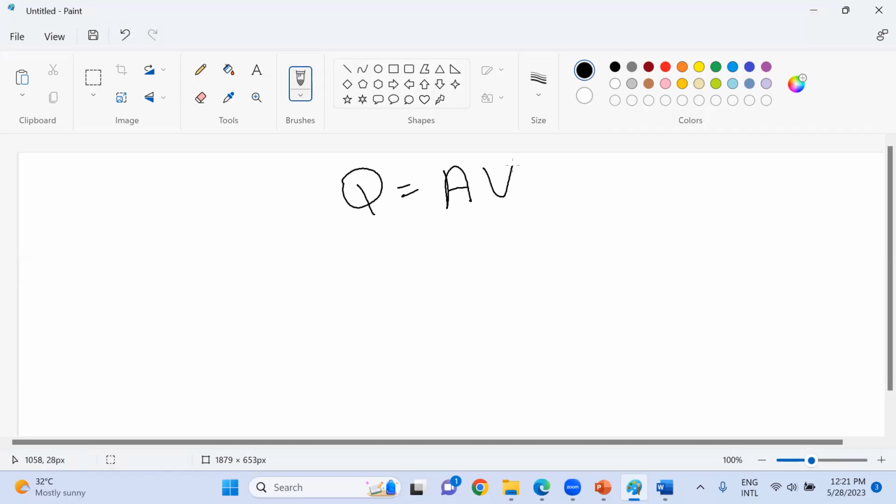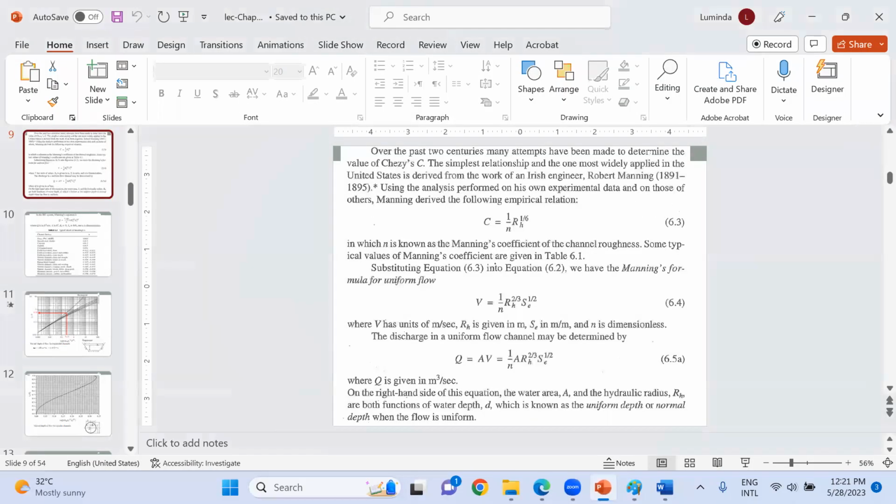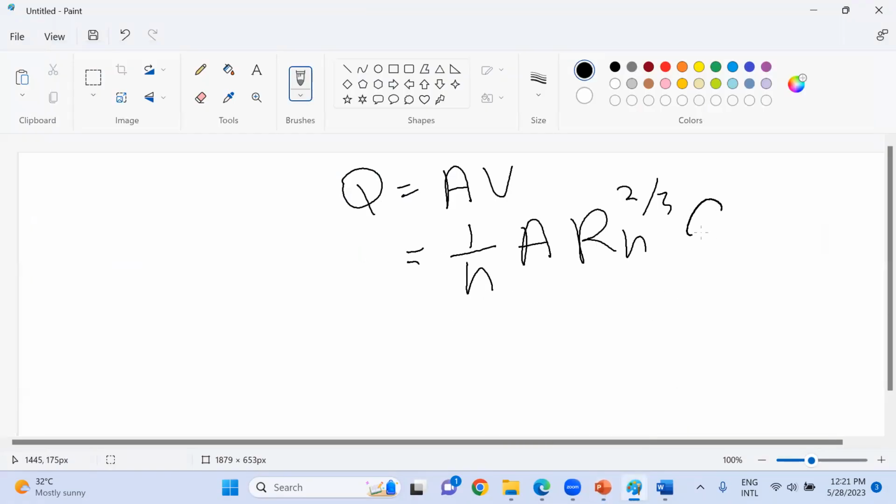We use the Manning equation. By substituting the Manning equation, we can write Q is equal to 1 over n, area, hydraulic radius to the power 2 over 3, right? Hydraulic radius, am I right? Yeah, hydraulic radius, then the square root of the slope of the EGL.